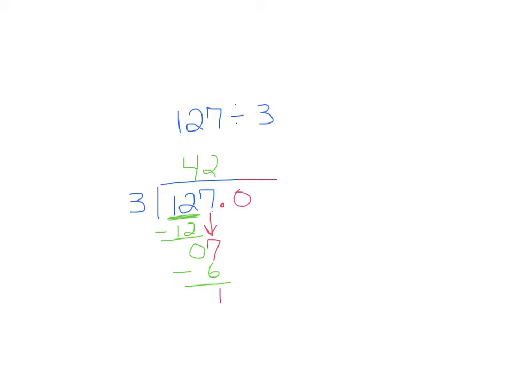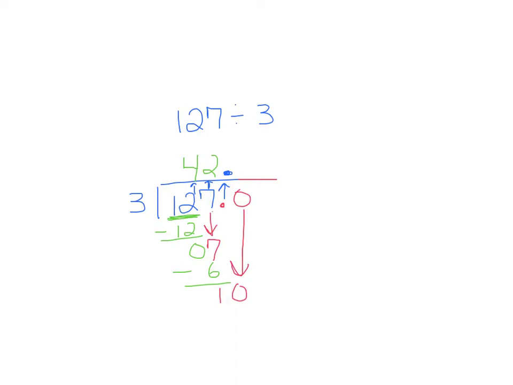Because remember, 127.0 is the same thing as 127. I haven't changed the value at all, but it allows me another place to bring down the 0. So what I need to remember to do is, once I put this decimal place here, I'm going to bring it straight up. You see how all these columns sort of match up? The same thing with the decimal. The decimal is going to match up right there.